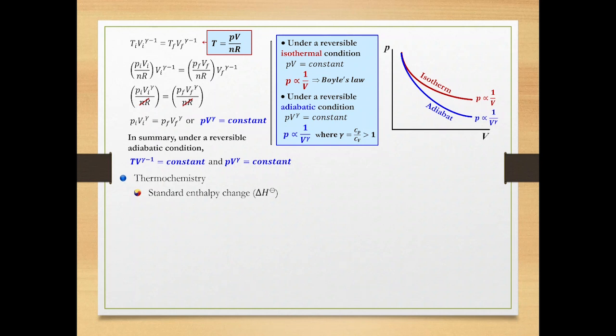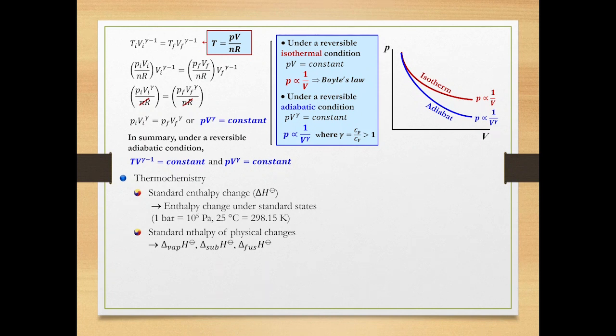Standard enthalpy change is denoted by delta H and a standard state symbol, which is a crossed circle positioned at the top right corner. It is the enthalpy change under the standard states at the pressure of 1 bar and temperature of 25 Celsius. Standard enthalpy of physical changes like vaporization, sublimation, and fusion can be represented by this notation.